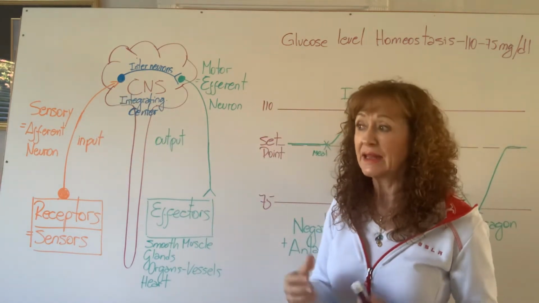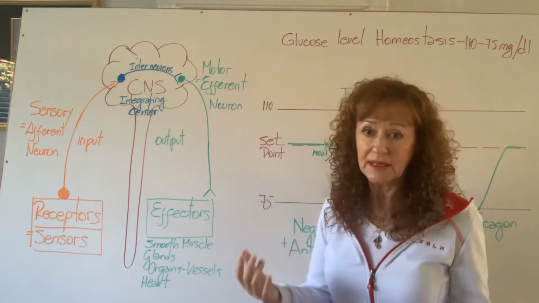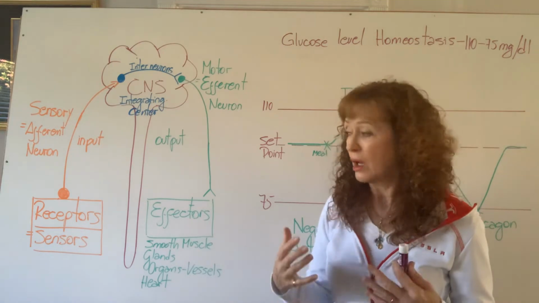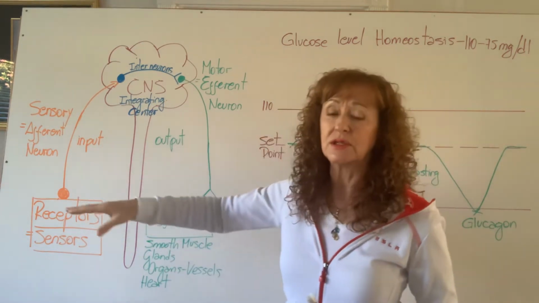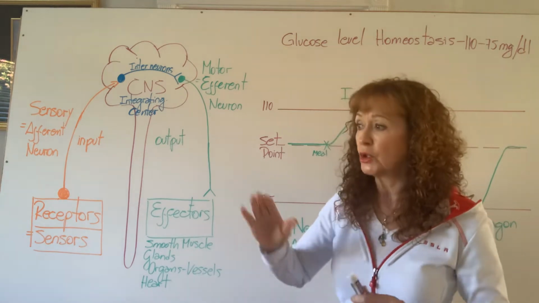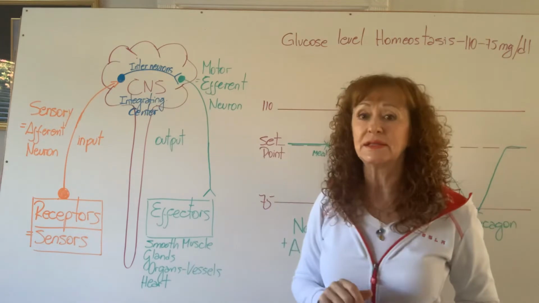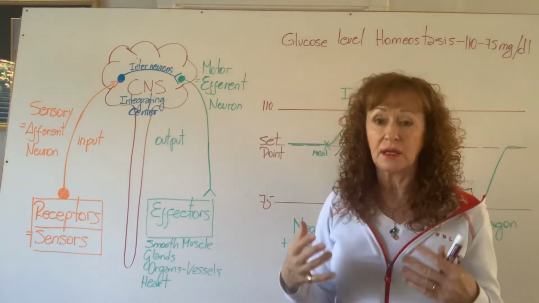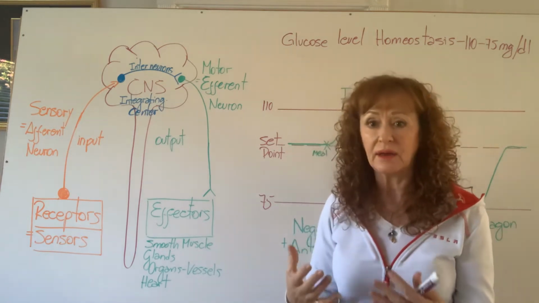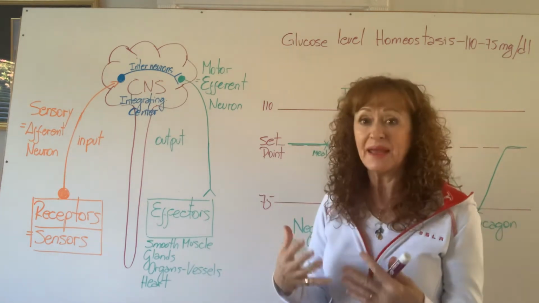Sometimes that change happens in the central nervous system itself. It doesn't matter. It's always using sensors or receptors and always using a sensory neuron to inform the central nervous system what is going on. That central nervous system is considered the control center, integrating center, it doesn't matter, it is the main center.